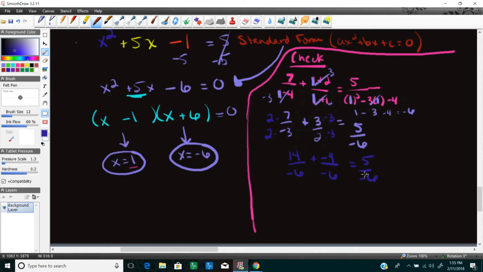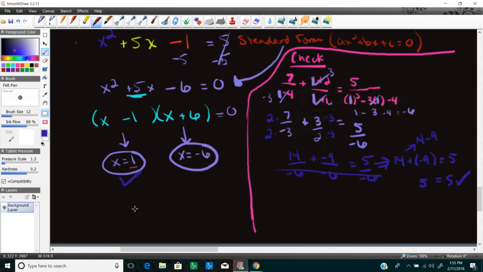So now that we have the same denominators on the bottom, we can pretty much leave this out. And we can check 14 plus negative 9. Is that equal to 5? Well, I believe we end up with positive 5 on this side, because this is the same as saying 14 minus 9, okay? And that indeed is equal to 5. So that means that x equals 1 is one of the answers, okay?